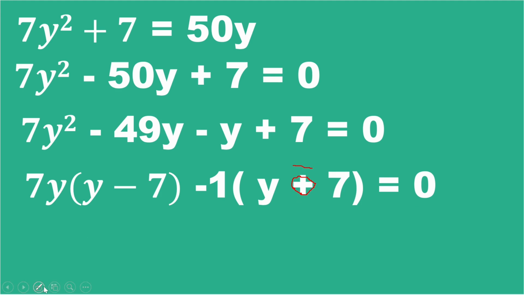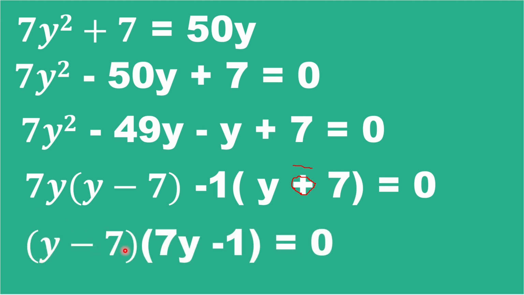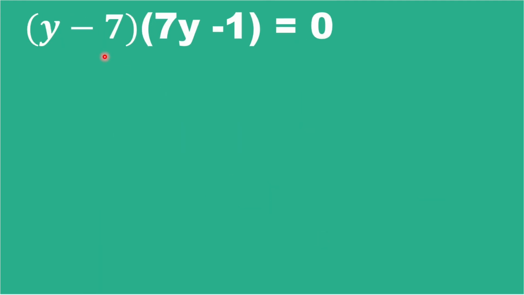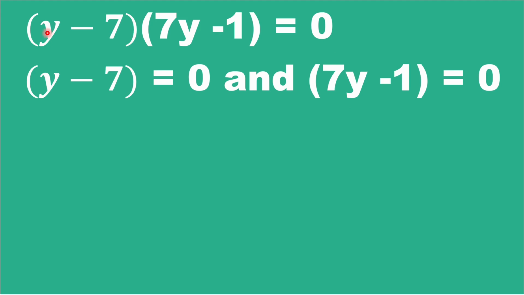And now in these values we have y minus 7 as common, because here in this term and here in this term we have y minus 7. So after taking y minus 7 common, here we have 7y and here we have minus 1, so 7y minus 1, which is equal to 0. And now we will compare both values with 0. So the equation will become y minus 7 into 7y minus 1, which is equal to 0. And now we will compare y minus 7 equal to 0 and 7y minus 1 equal to 0.